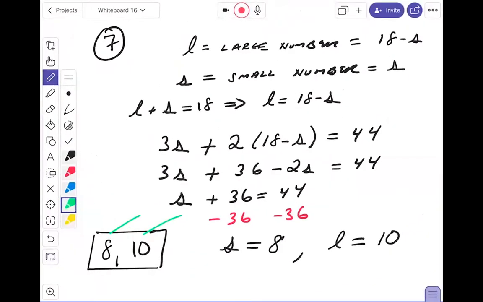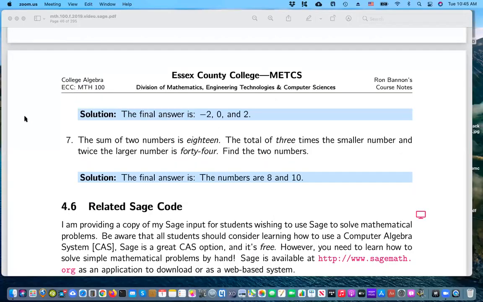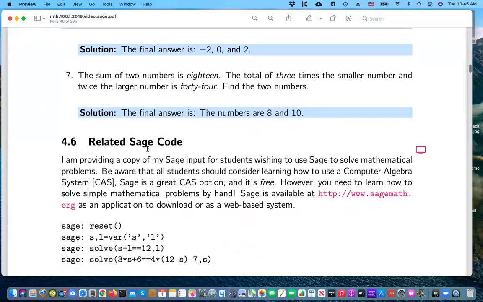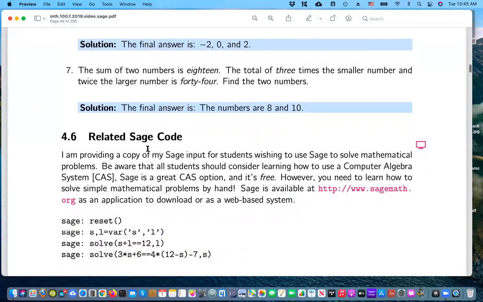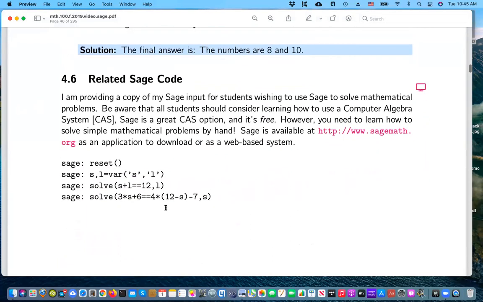What I want to do is switch screens, and I'm going to go back to the notes. So I'm at the notes, and we just did the word problems. Once you master this, it's really quick to do. I want to point out, though, I want to look at the Sage code again. So I'm going to go back to that.